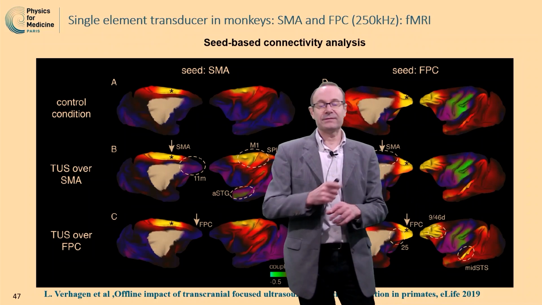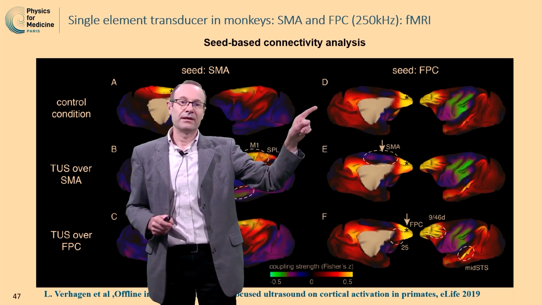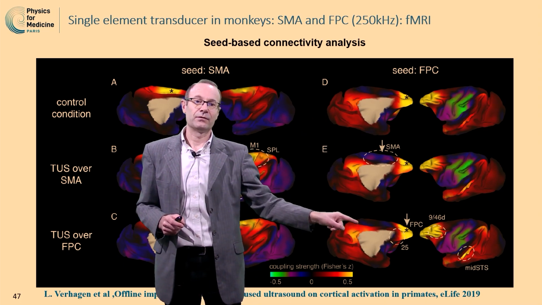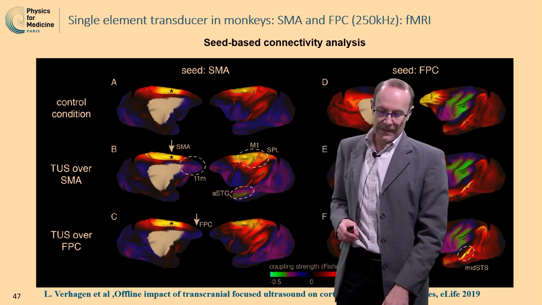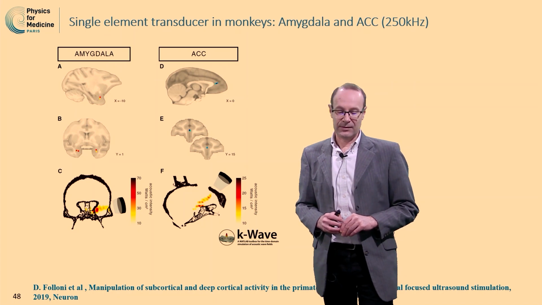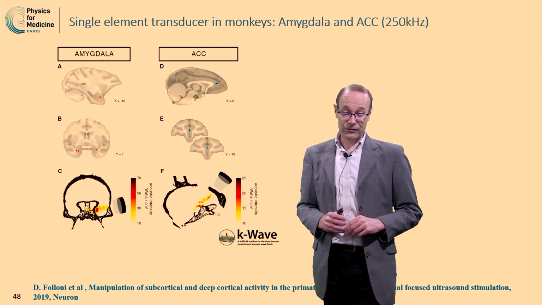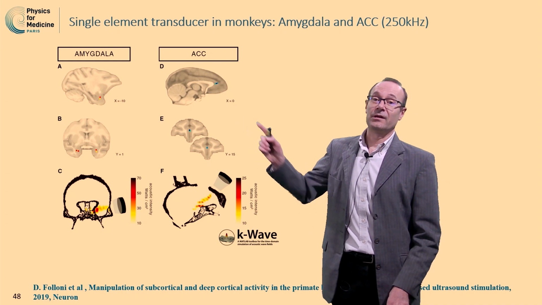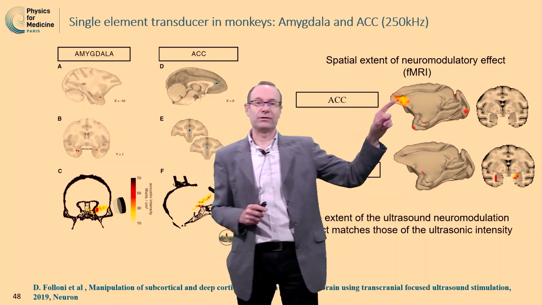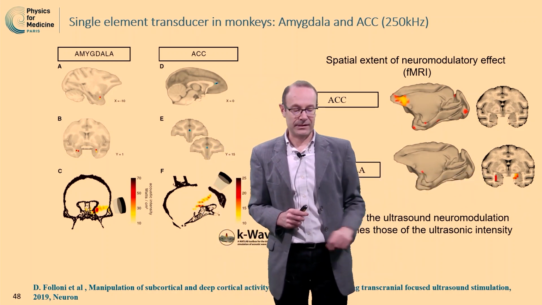And on the opposite, when we put the seed not in the SMA but in the FPC, you see that this time those connectivity maps are quite similar when we sonicate on the SMA, but they differ when we sonicate the FPC. This has also been used to change activity in other monkeys by the Matthew Rushworth group in Oxford, and they used it to stimulate the amygdala or the ACC, and they looked at the extent of the effect. What is the area that is actually affected by the ultrasound? You see here around the ACC and here around the amygdala.